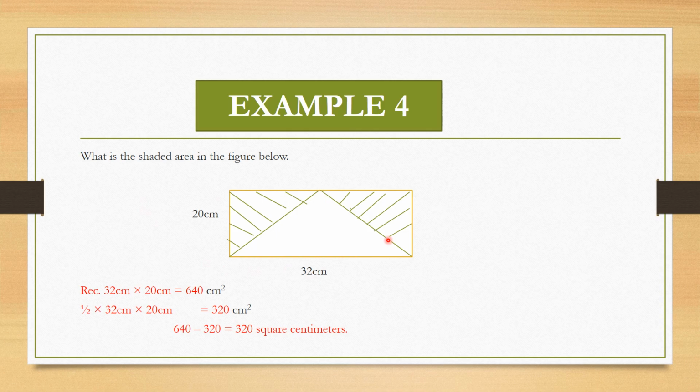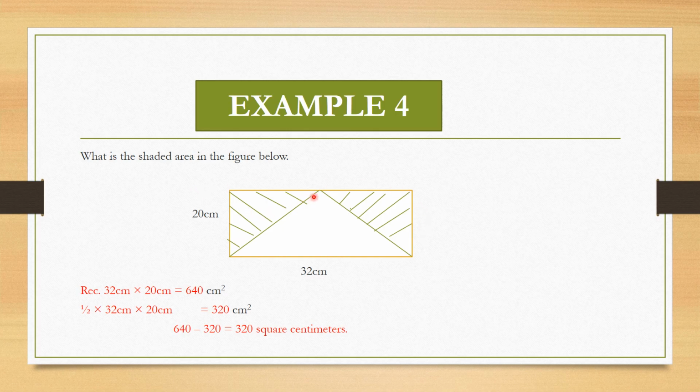So the best thing you do is you find the area of the larger one, that is the rectangle, then you subtract the area of the triangle which is here. So remember, the base will be the same as the length, which is 32, and then your height is 20. So let's start with the rectangle. Length is 32, width is 20. So 32 times 20 will give you 640. That is the area of this whole figure, that is the rectangle.